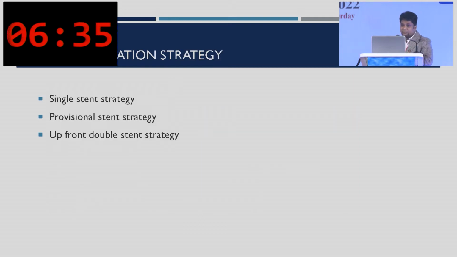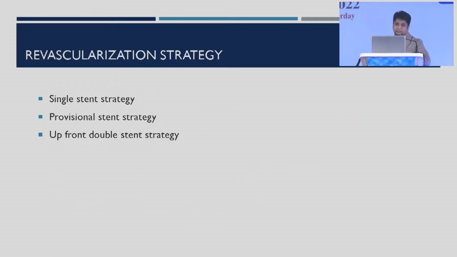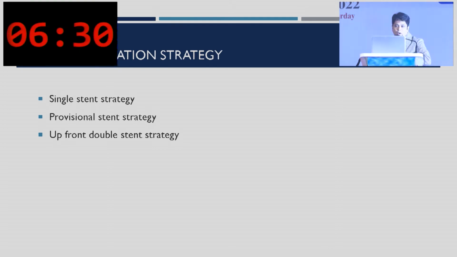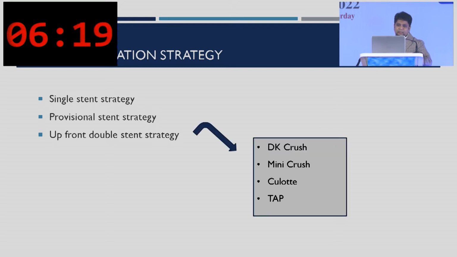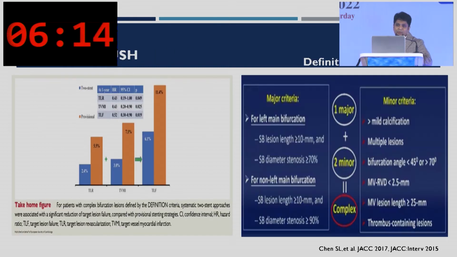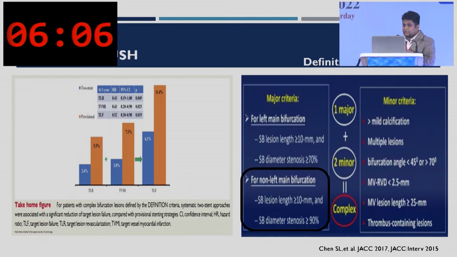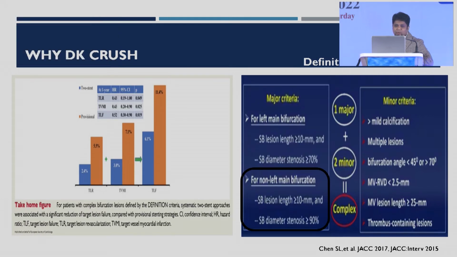So what will be the strategy for this kind of lesion? Is it a direct single stent strategy, a provisional stent strategy, or an upfront double stent strategy? As there is a Medina 111, we decided to go for the upfront double stent strategy. Among the upfront double stent techniques, we know there are many, like DK crush, mini crush, culotte or TAP. According to the study and definition, in non-left main bifurcation lesions there are some major criteria and minor criteria. In case of DK crush, there is less chance of TLR or target vessel revascularization, or cardiac death. So we decided to go for the DK crush.